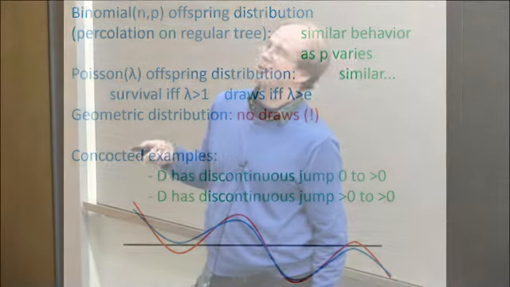You could look at a binomial distribution, which is percolation on a regular tree, and you have a similar picture as p varies, basically. You have a continuous phase transition where you start having draws not at the critical point for percolation, but strictly higher. And with a Poisson distribution, it turns out similar. The critical point is at lambda equals e for draws. And interestingly, with a geometric distribution, you never have any draws, no matter what the parameter.